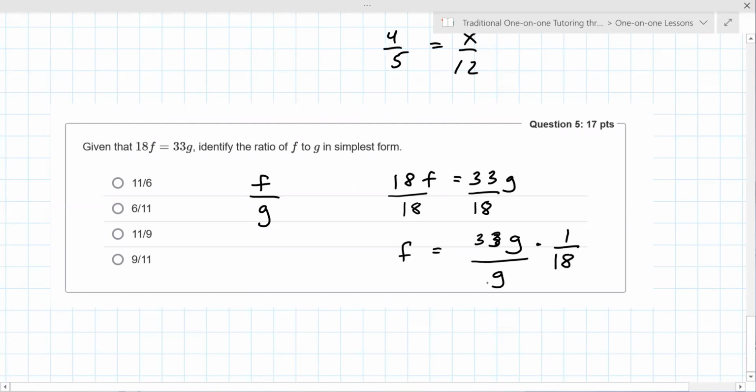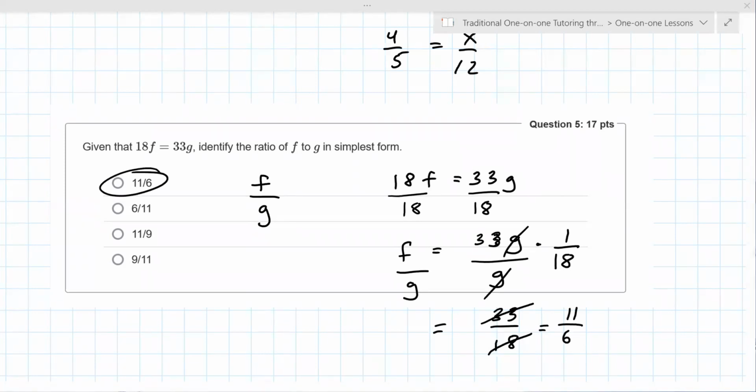So if I divide both sides by G, and this is key. Do you see on the right how the G's cancel? And that leaves you a 33 over 18. Now, none of that's here, but both of these are divisible by 3. Do you remember doing that? Yeah, I remember that.